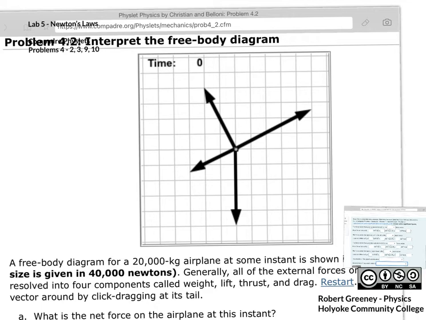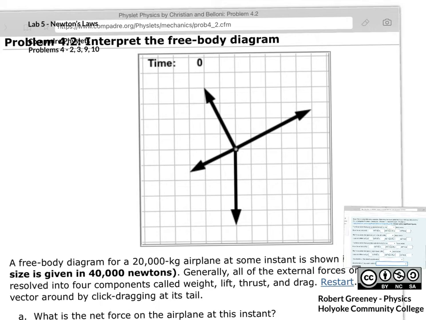And you might notice we have a 20,000 kilogram plane, so that would be 200,000 newtons, right? If we multiply by g is 10, it's about 200,000 newtons, and each box is 40,000 newtons, so we go 1, 2, 3, 4, 5. Okay, there's the 200,000 newtons. Okay, so the thing seems to be legitimate.